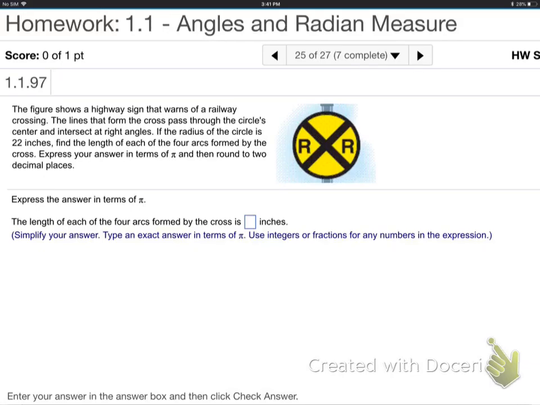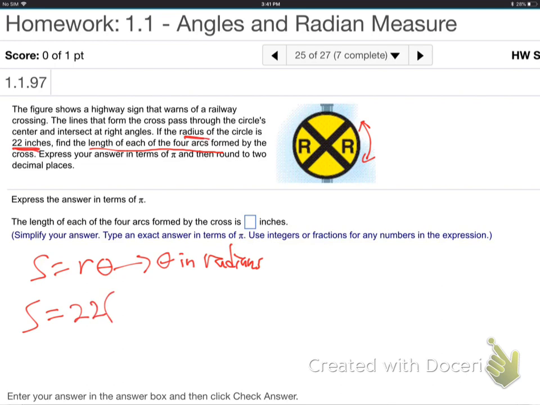Okay, so they have this road sign. They want me to find out how big that arc is, each of them going to be the same. Find the length of each of the arcs. What's our arc length formula? R theta, but theta in radians. So what's the radius? They tell me right here, 22 inches. Radius 22. What's the theta? What's the angle? Well, that's a right angle. Theta is 90 degrees, but that's degrees. What is that in radians?